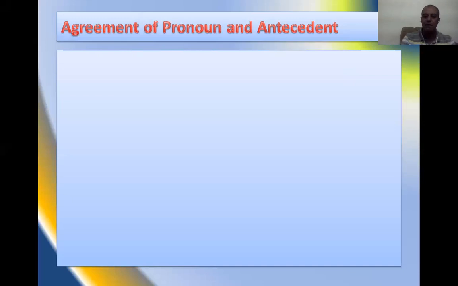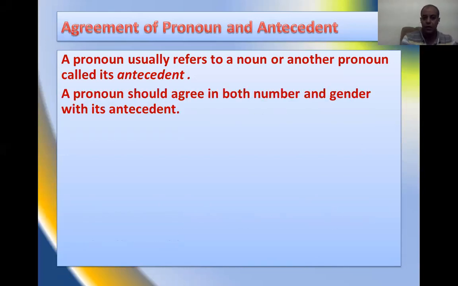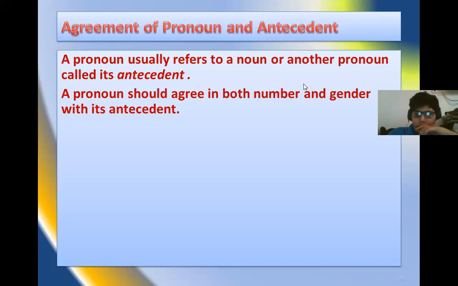The agreement of the pronoun and its antecedent. A pronoun usually refers to a noun or another pronoun, which is called its antecedent. A pronoun should agree with its antecedent in number and in gender. In number, as we said last time, is it singular or plural? And in gender, as we say today, is it male or female? Is it masculine or is it feminine? So the pronoun should agree in number and gender with its antecedent.